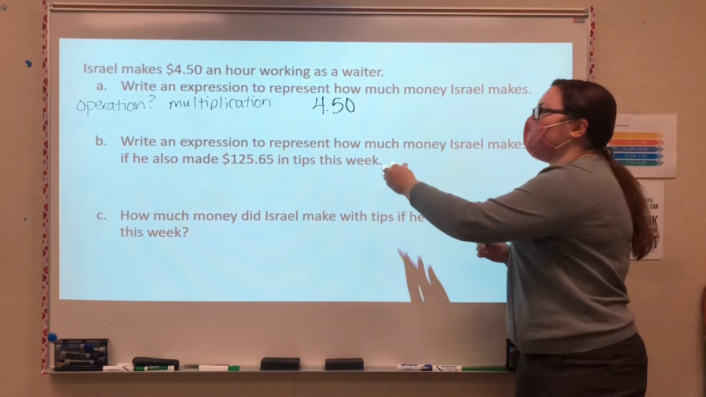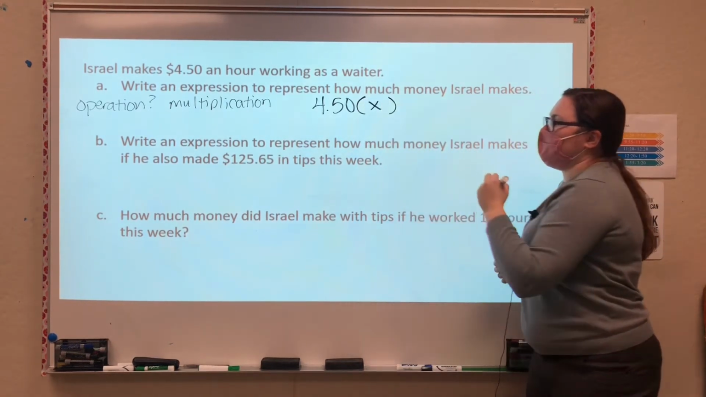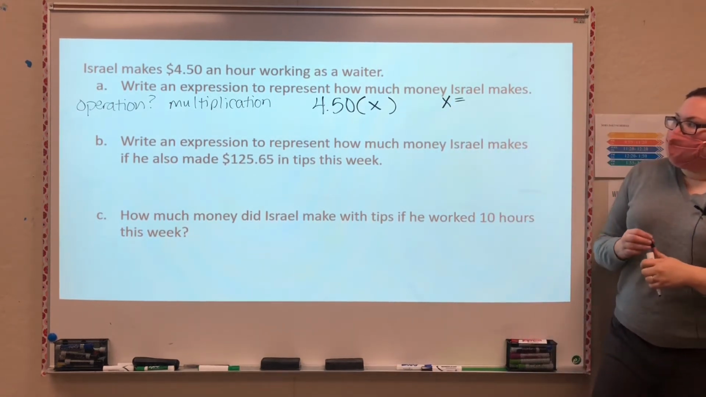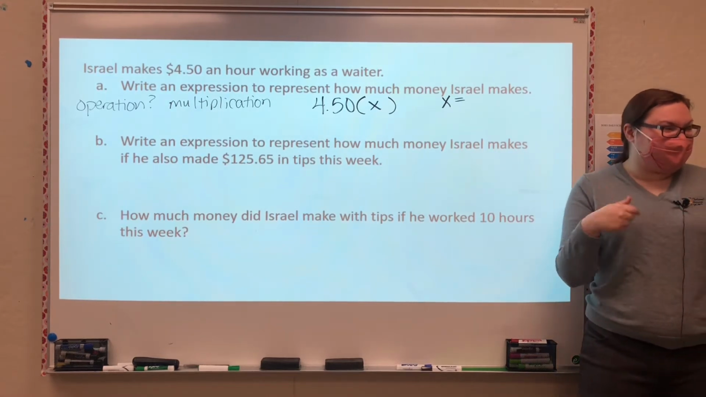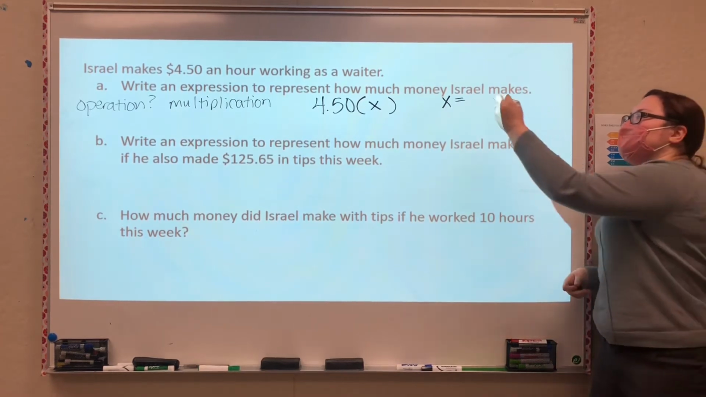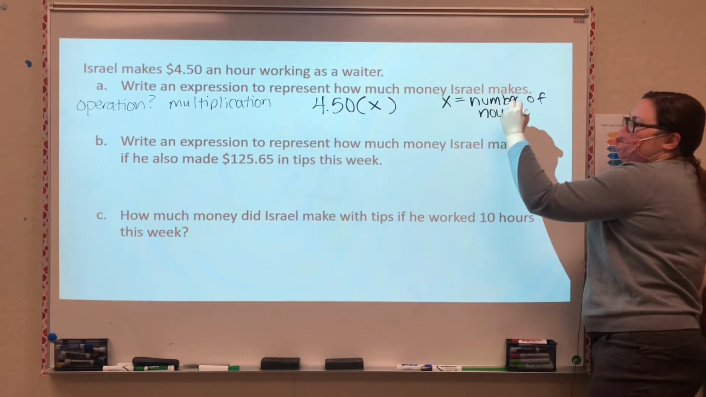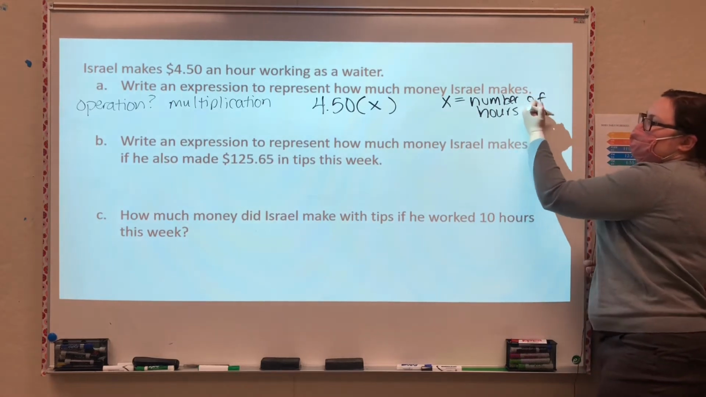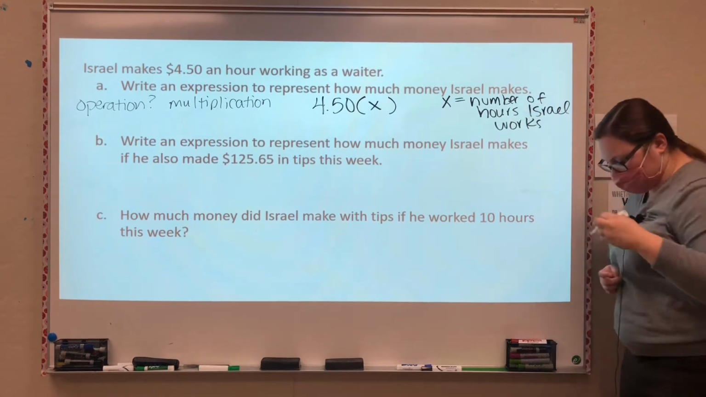So if we want to say 450, I'm going to use parentheses here. 450 times, I heard you give me X first. It doesn't matter what letter you use, but we have to say X represents hours. Be more specific. What about the hours? Do you remember? The hours you worked. I'm just going to put number in front. The number of hours Israel works. Something like that.